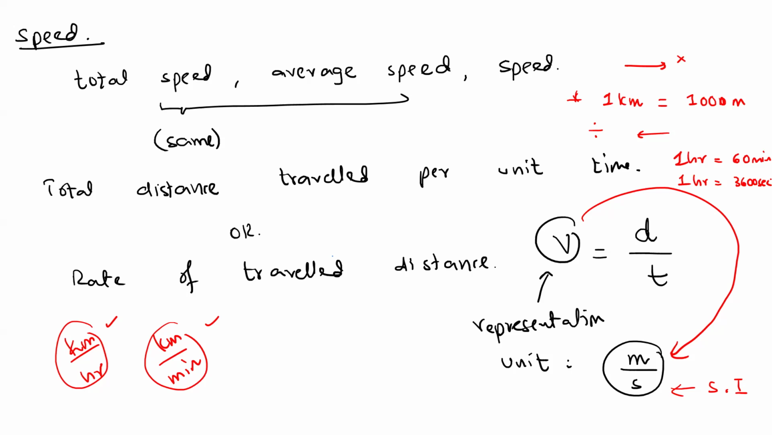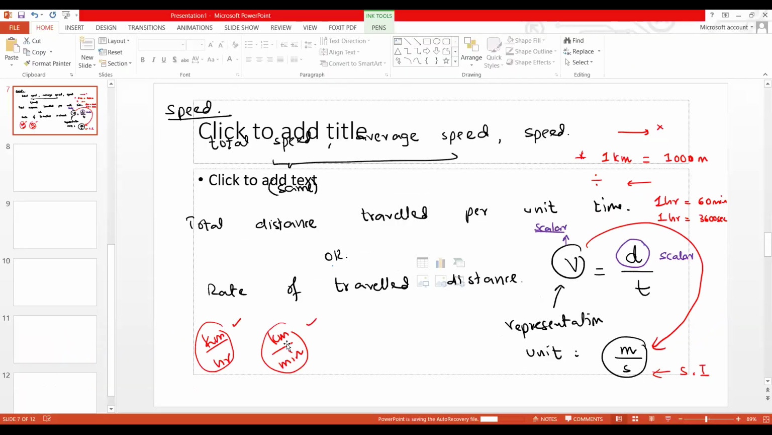So the understanding is speed is distance per unit time, and we have talked about the units. Also, since we have already discussed that distance is a scalar concept, speed is also a scalar concept. We don't have to have any direction problems, right? So let's do some questions on this.